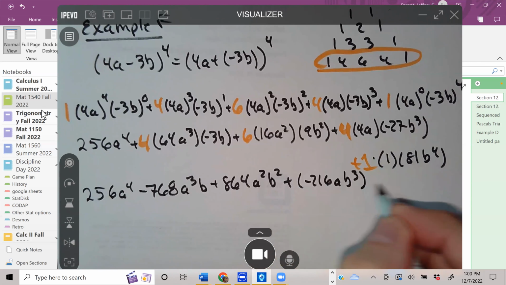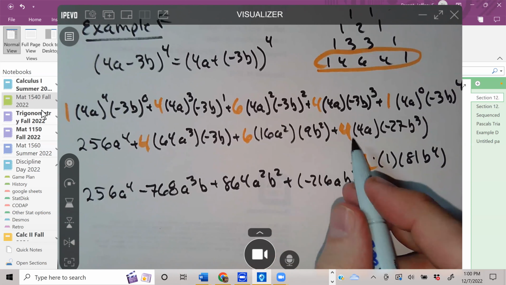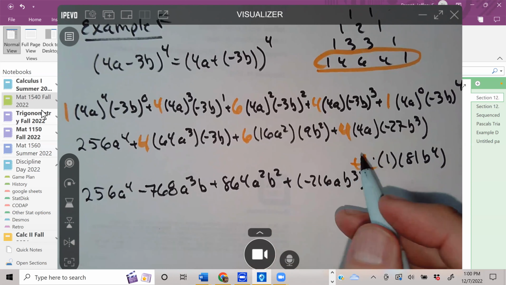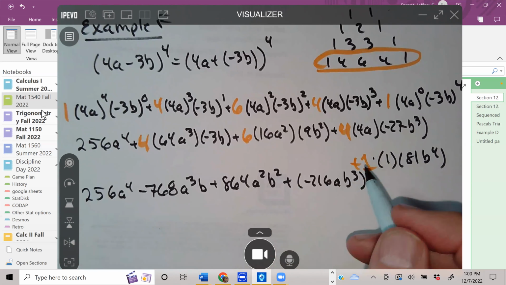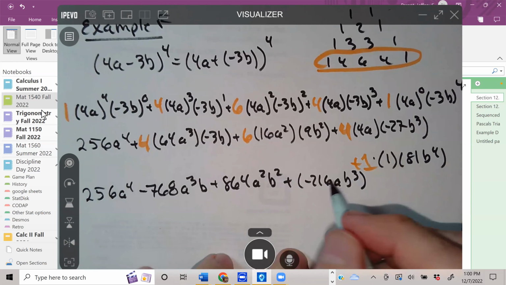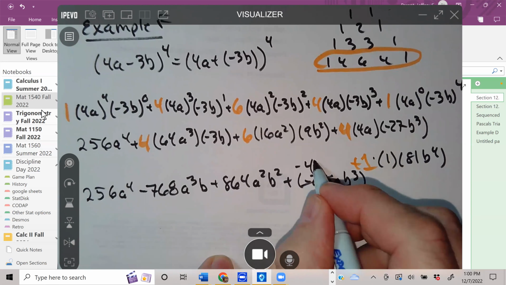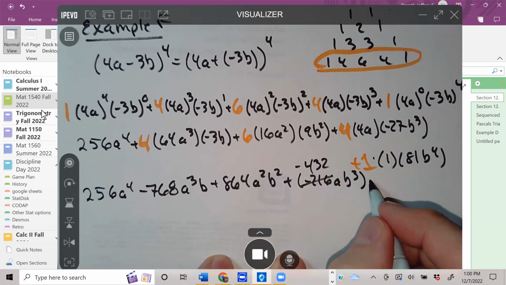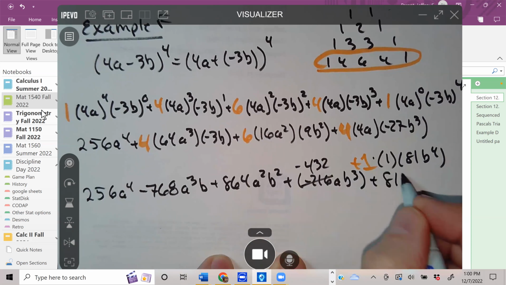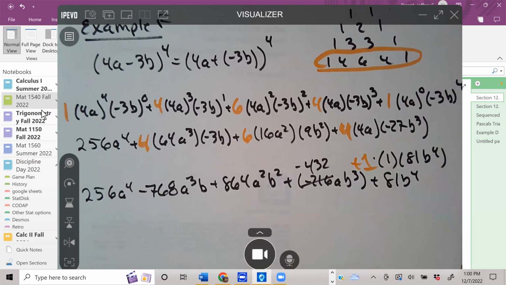Shouldn't it be 432? That's what I got too. So you have 432? I think you added the 4s to get an 8 instead of multiplying them. Yeah, I did. Thank you. So minus 432. And finally, plus our 81b to the fourth. Thank you on that. I appreciate you double checking me. Awesome.